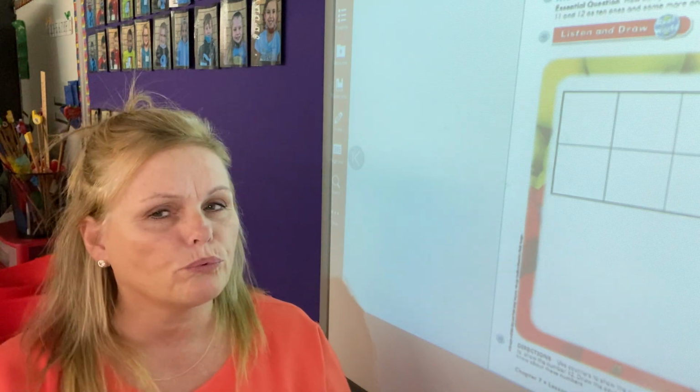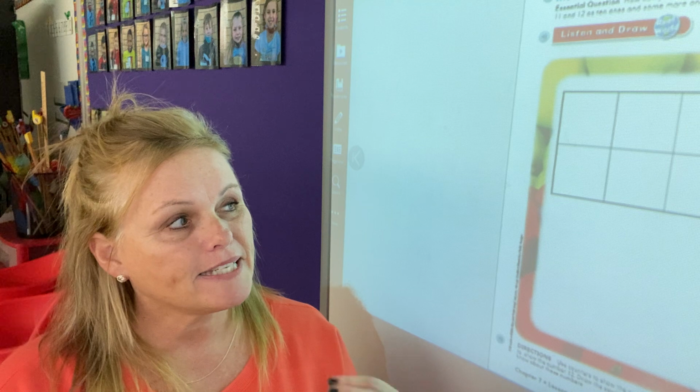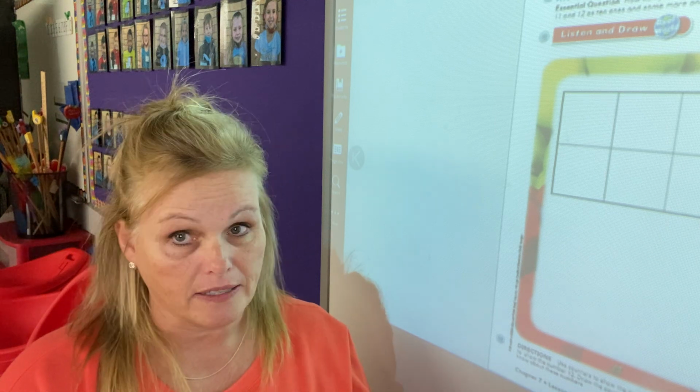Decomposing. There are 4 syllables in that word. It's a really big word. But decomposing means we're going to break it down. We're going to break down a number to find out how many sets of 10 and how many ones there are in order to make that number.